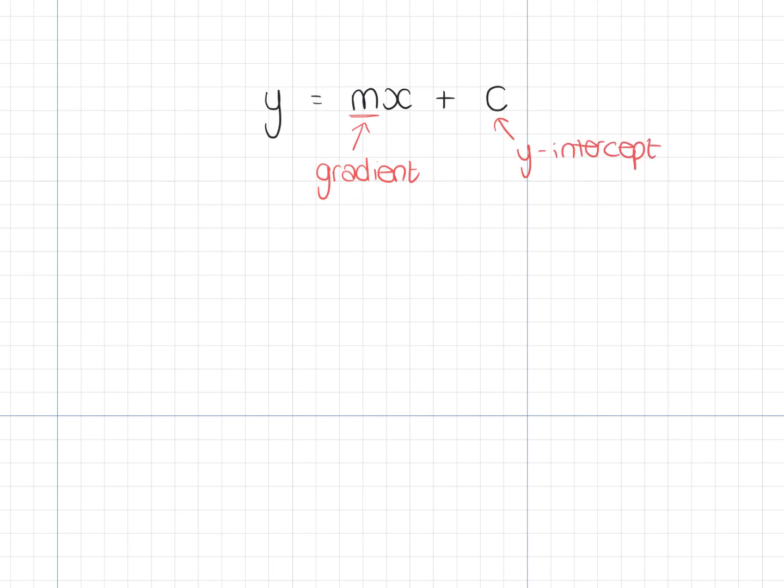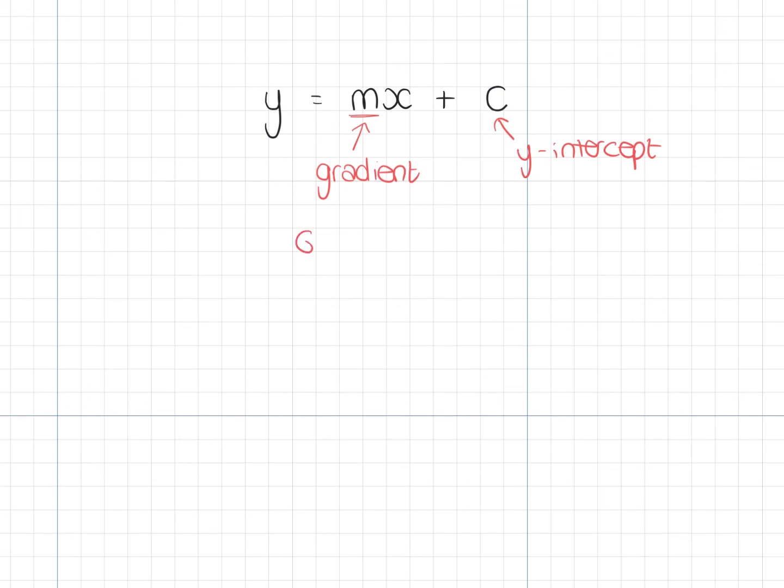Okay, the last little bit that we did on line graphs was the general formula for a graph, wasn't it? And the general rule for any line graph was y equals mx plus c. And the important things about this are that this m stands for the gradient, and this c is the y-intercept.